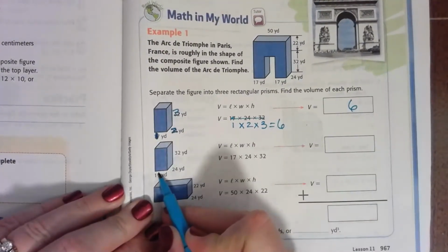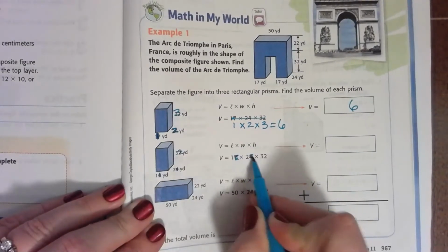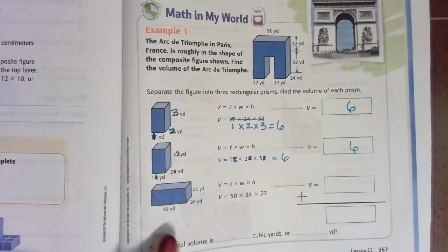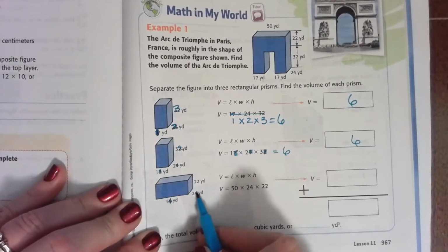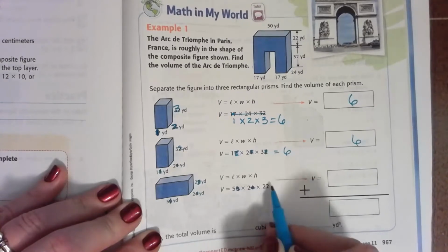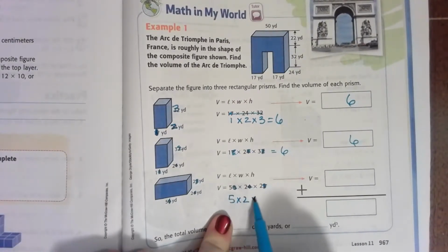And again, let's change this to 1 by 2 by 3. So our second leg is also 6. Then let's change our top to 5 by 2 by 2. So we're going to just take off the last number. And we're going to say 5 times 2 times 2.